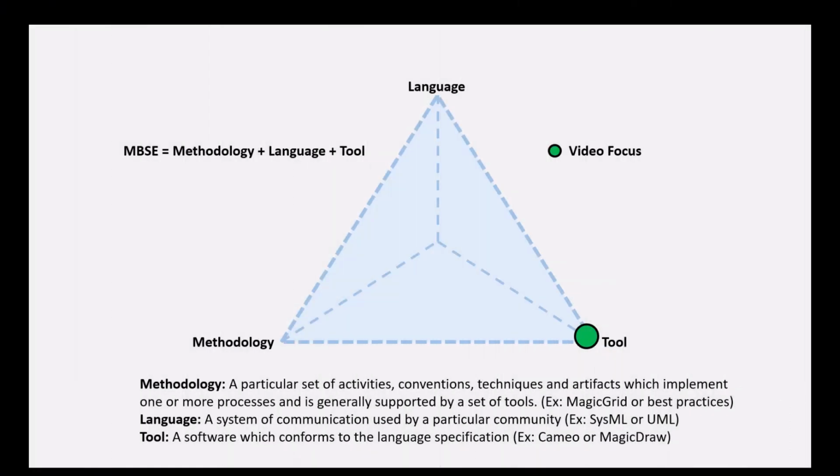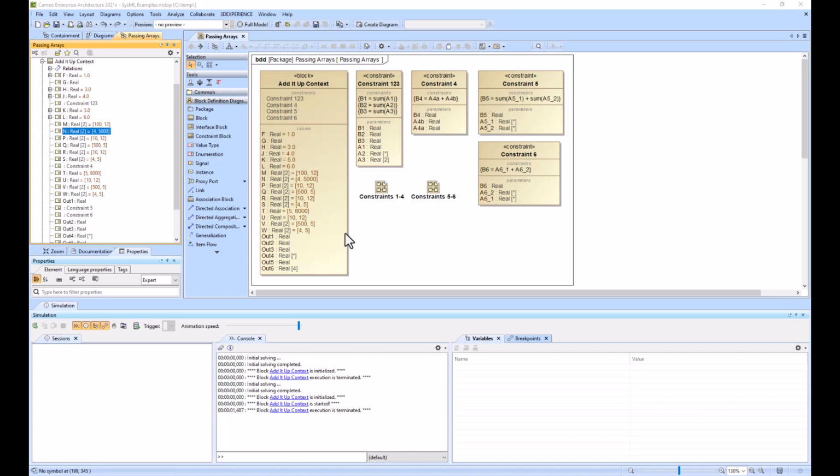In this example, we'll be explaining how to run arrays in simulation within Cameo. So with that, we'll get started. What you're seeing here is our added up context block, which we'll be running in simulation. We have four different constraint blocks that have been added to the added up context block by dragging it over here.